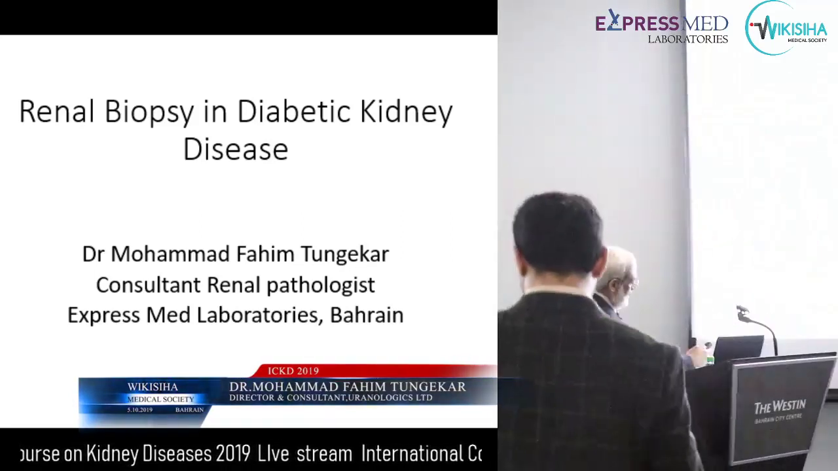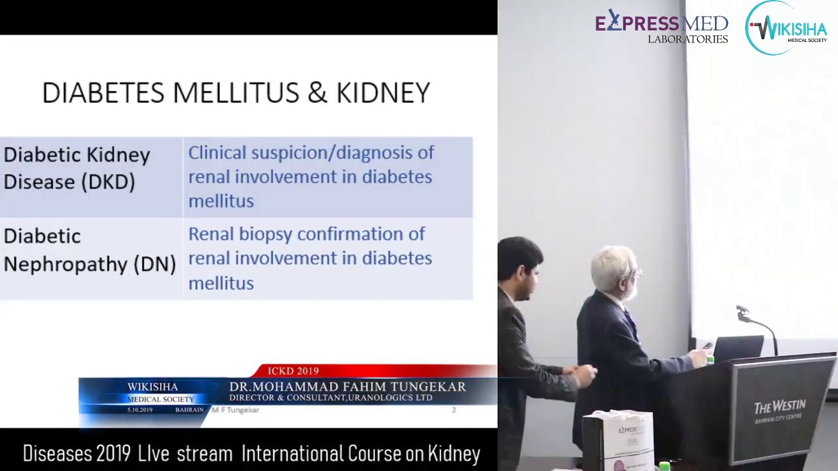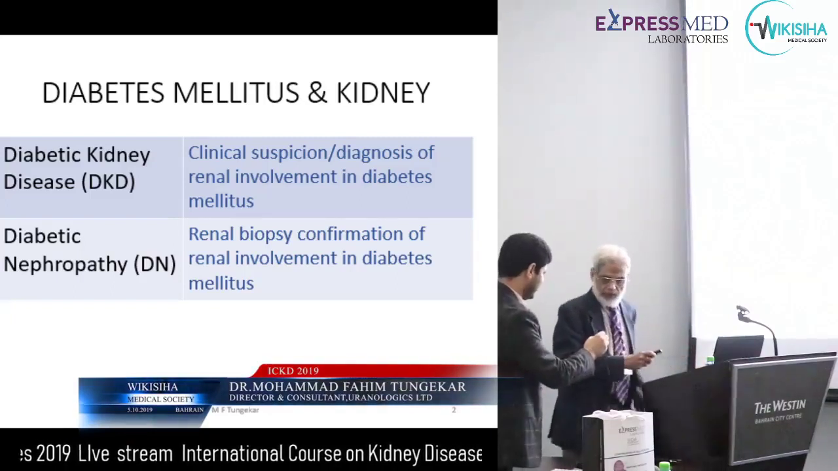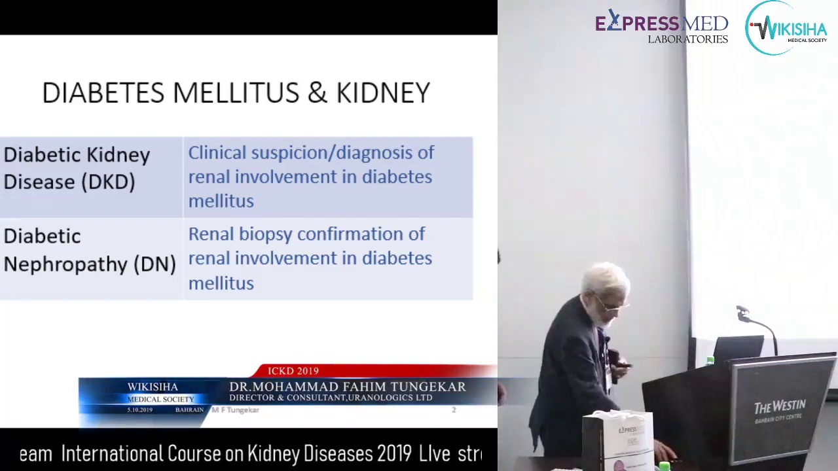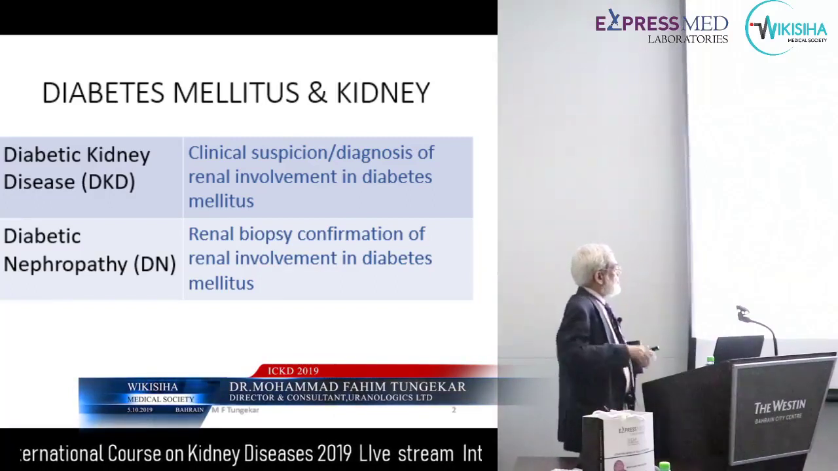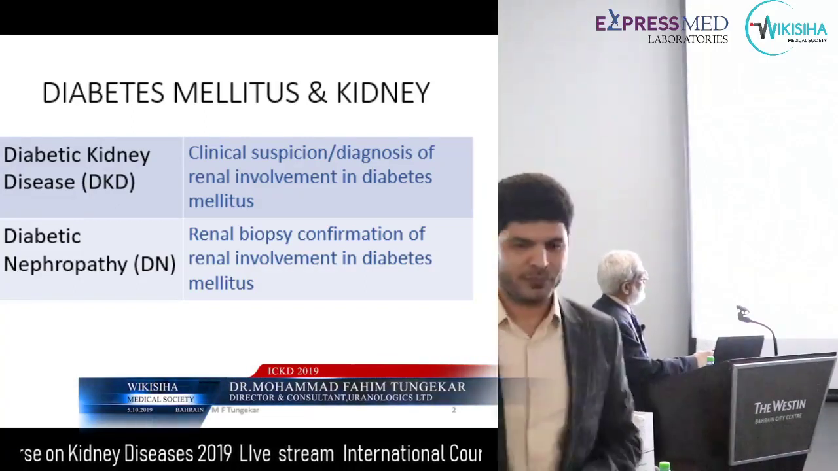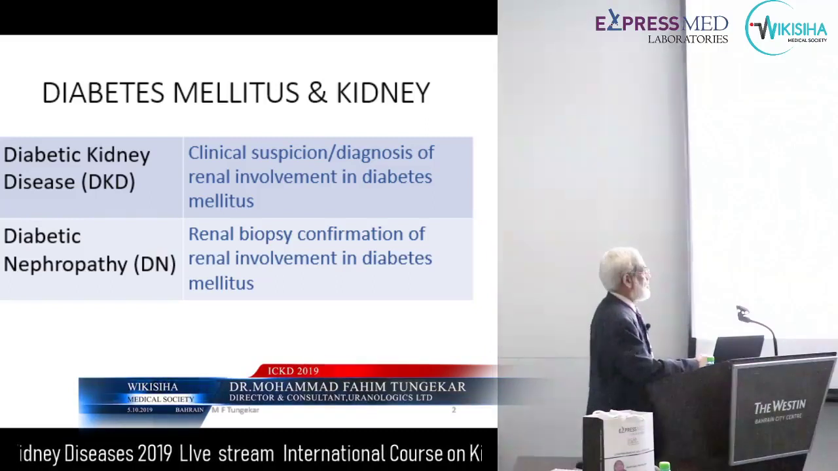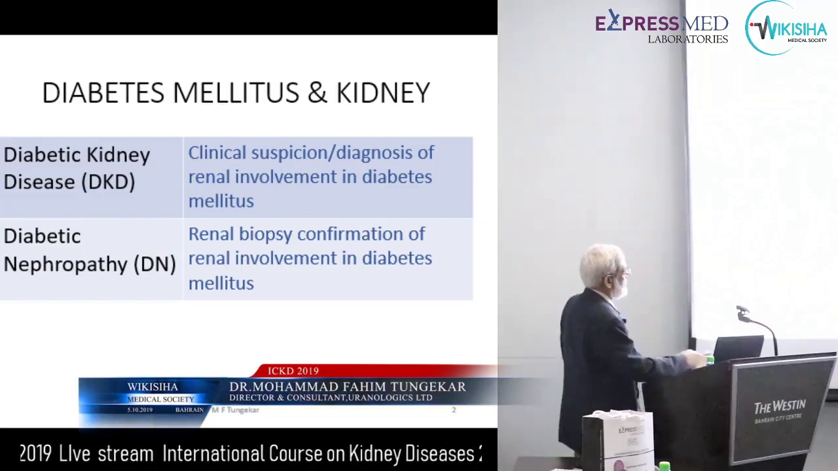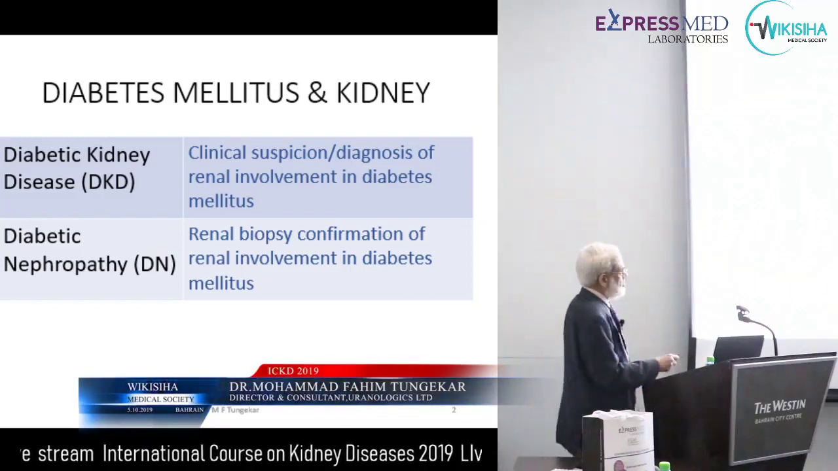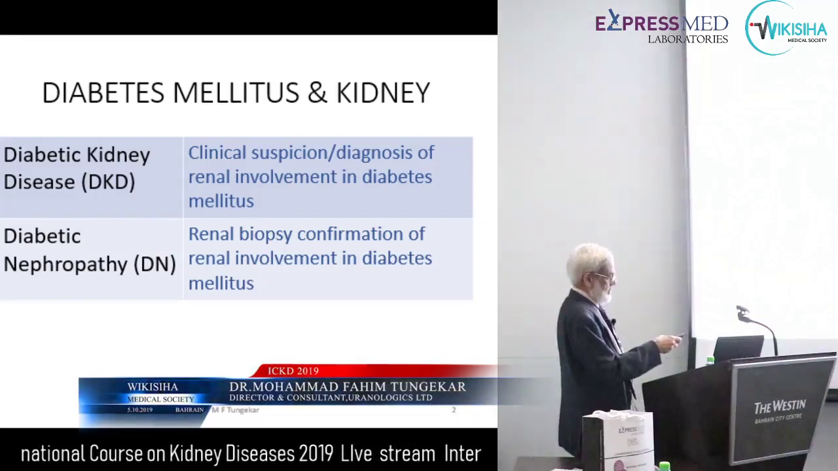Yes. It is worth differentiating what is a diabetic kidney disease and what is diabetic nephropathy. Diabetic kidney disease is a clinical term, a clinical suspicion or clinical diagnosis of renal involvement in diabetes mellitus, and nephropathy is at the tissue level. It means the renal biopsy shows there is renal involvement. So the pathology is involved at this point.